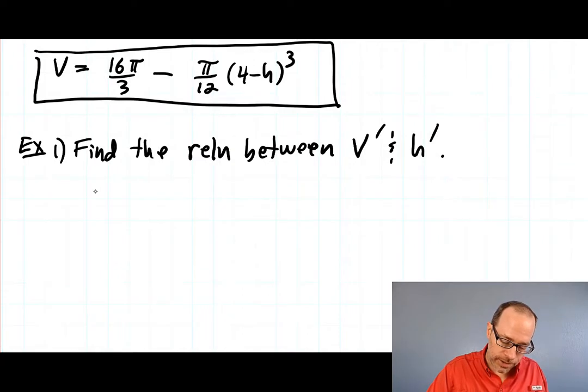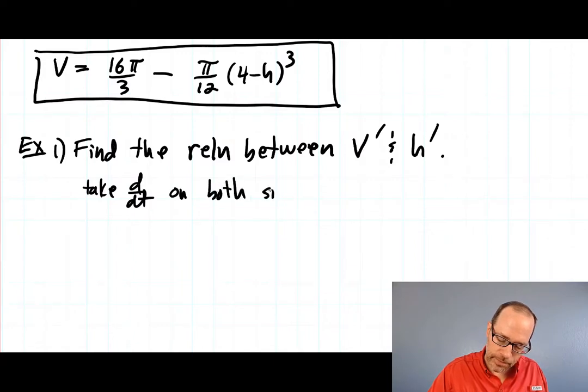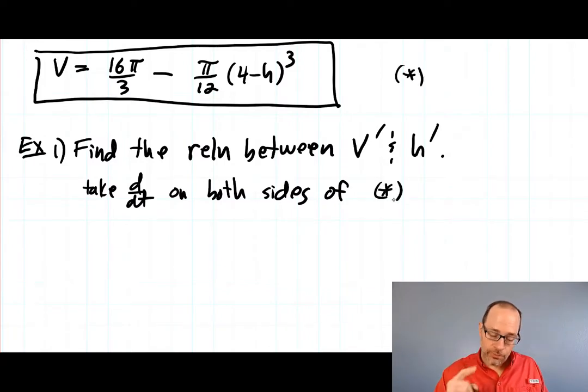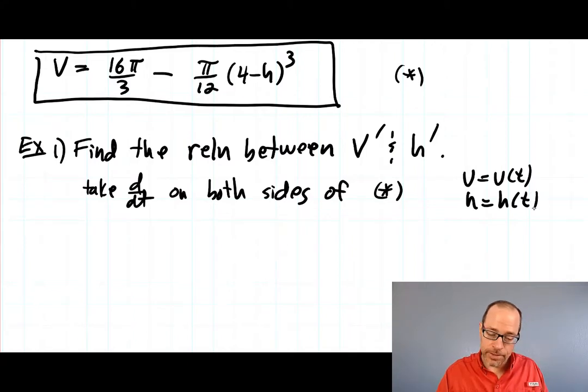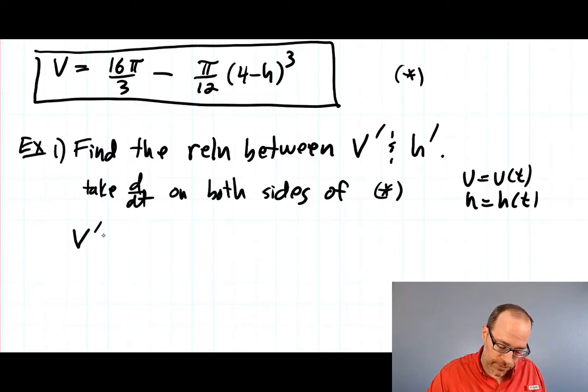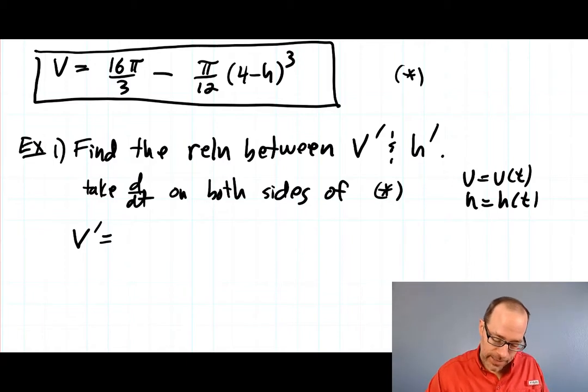Well, the trick here is just to take d by dt on both sides of this equation star here. Don't forget, V is really V of t, and H is really H of t. You have to remember they're functions, and we're doing the derivatives with respect to t. All right, so the left-hand side is easy. The derivative of V is just V prime. And then we have a constant, so its derivative is 0.